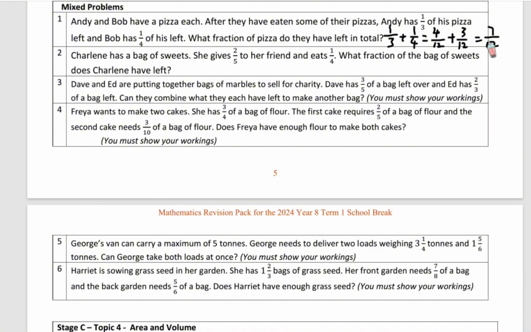Question 2. Charlene has a bag of sweets. She gives 2 over 3 to her friend and eats 1 over 4. What fraction of the bag of sweets does Charlene have left?